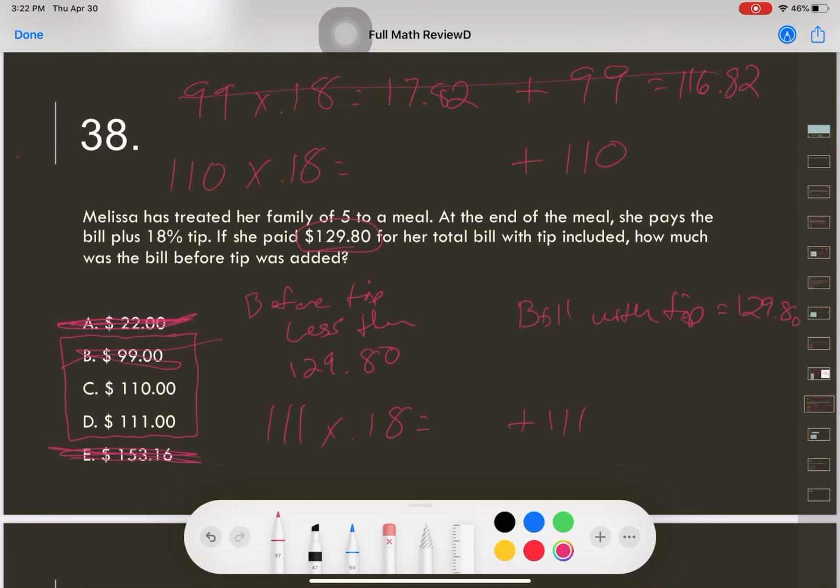Let's try the 110. 110 times 0.18 is going to be 19.80. Well, 19.80 plus the 110 is going to be 129.80. Well, there it is. C. So your answer is C.